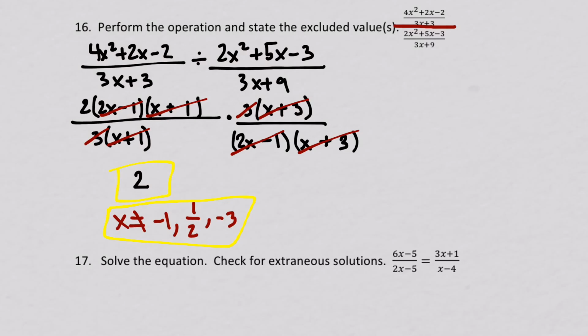And then what are the excluded values? Negative 1 came from here, 1/2 came from here, and negative 3 came from here. You also have to take into account the original denominator here, which is 3x plus 9, but that also gives you x plus 3, which is negative 3. So it gives you the exact same excluded value. And that's your final answer.